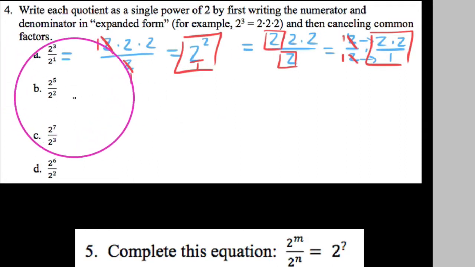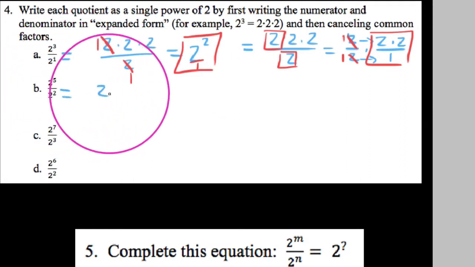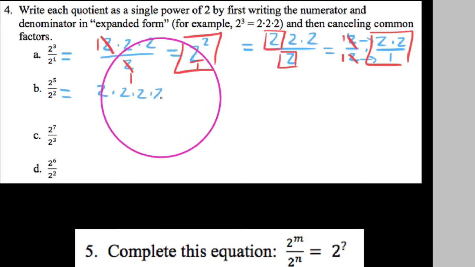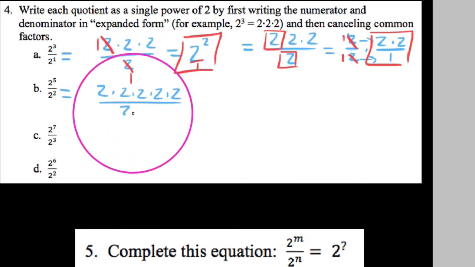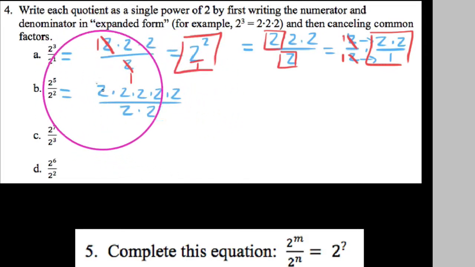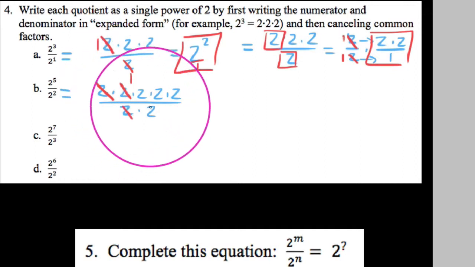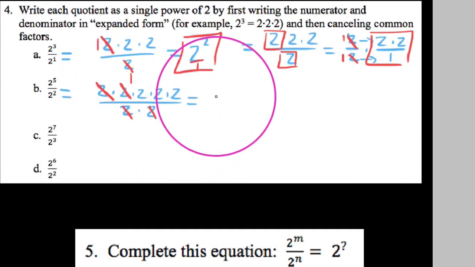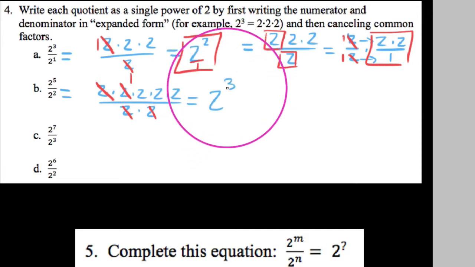So looking forward on letter B here, again, I just want to write a few of these out. You see the pattern a lot better. We say we have 5 factors of 2 on the top, that's 2 to the fifth, over 2 factors of 2 on the bottom. So we say these 2's would cancel with each other, these 2's would cancel with each other, and we'd be left with 2 cubed.